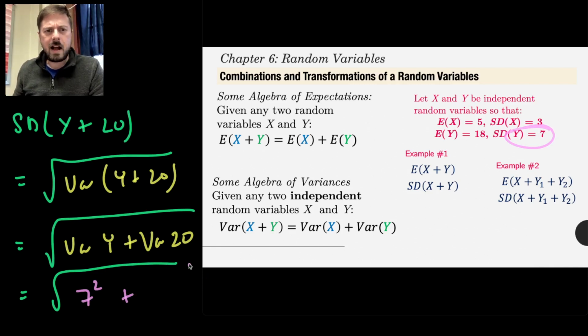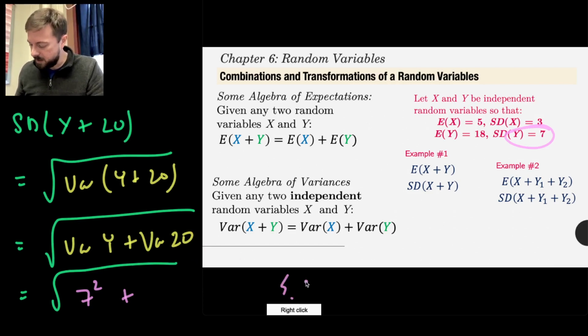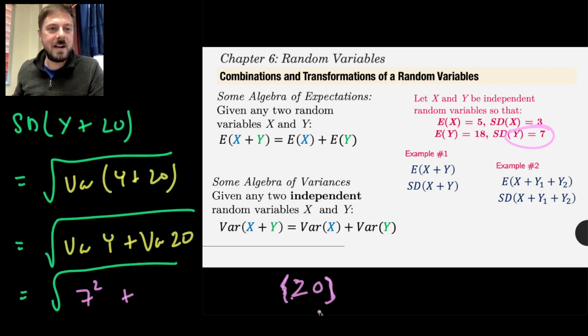Well, how much does 20 typically vary from itself? This is kind of like saying, I'm thinking of a number in this set, and the set is just the number 20. Pick a number from 20 to 20. What are you going to guess? 20. If I ask another person, what will they guess? 20. What's the variance of 20?